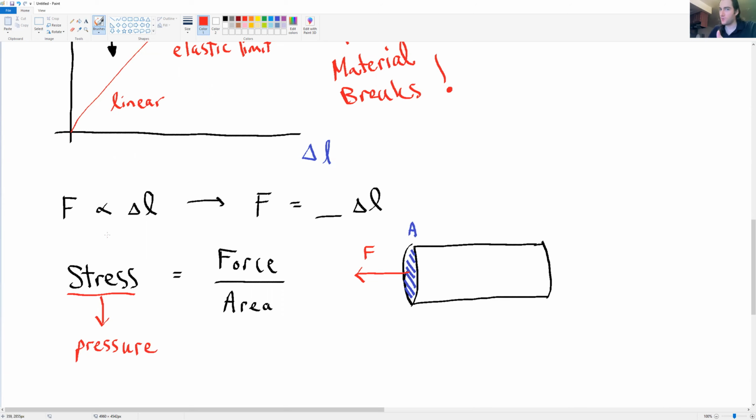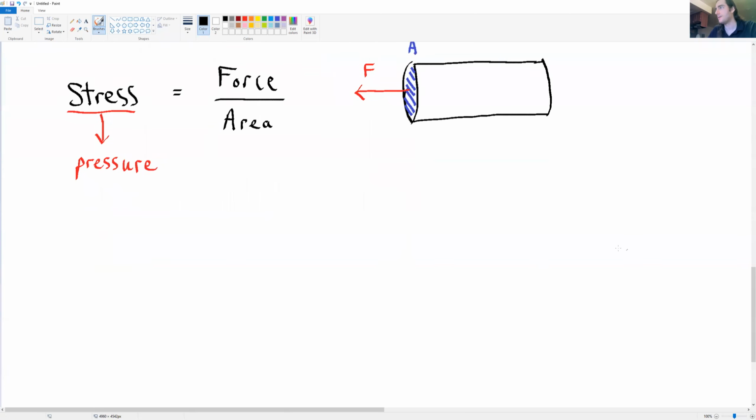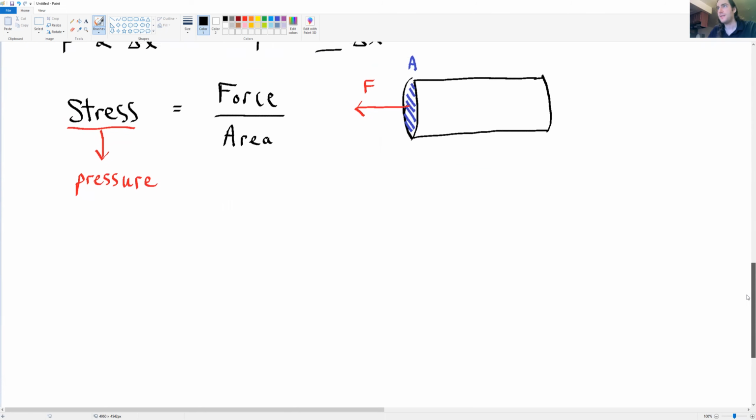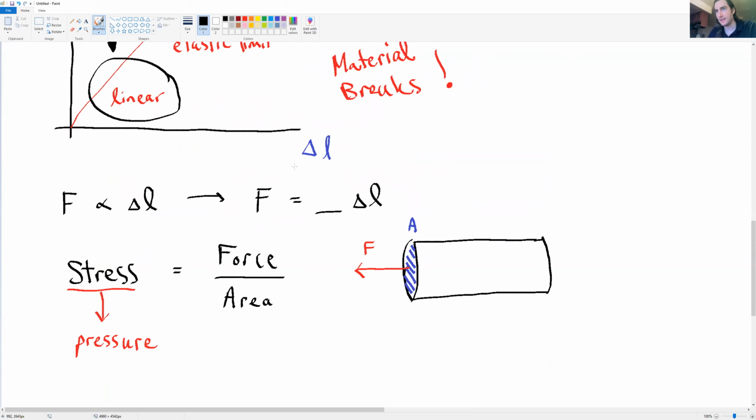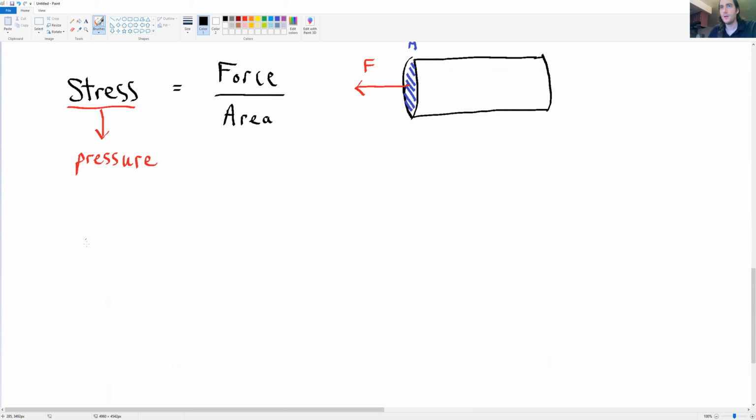All right, so suppose we've applied that force to that cross-section. Well, what's going to happen is, again, every material is going to be linear for some amount of applied force, but at some point it's going to reach a limit. So we want to get an expression that describes that linearity. So we define a quantity called strain.